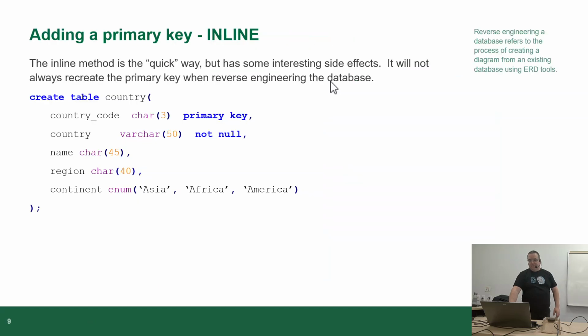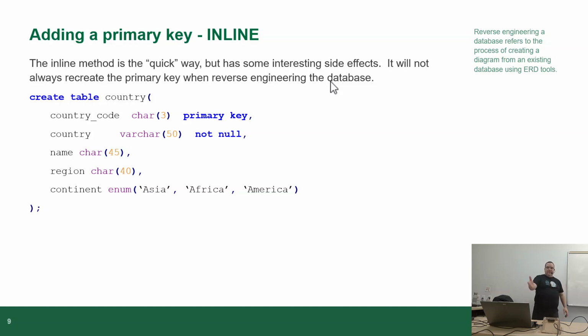I forgot somebody actually drew on this originally. Okay. So when you add primary keys, there's two ways of adding them. The inline method is the quick way, but it has some interesting side effects, especially when we deal with MySQL and MariaDB. So the quick way is you list the fact that the primary key is part of the column definition. In this case, country code, CHAR(3), PRIMARY KEY. And at that point, when the table gets created, it will create the primary key and it'll be assigned to country code.